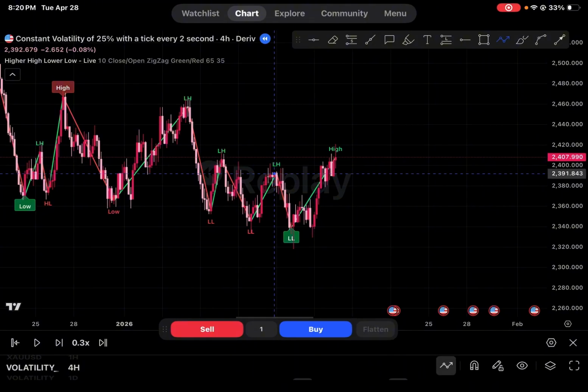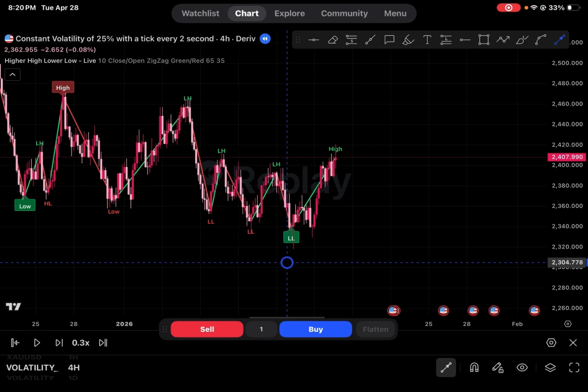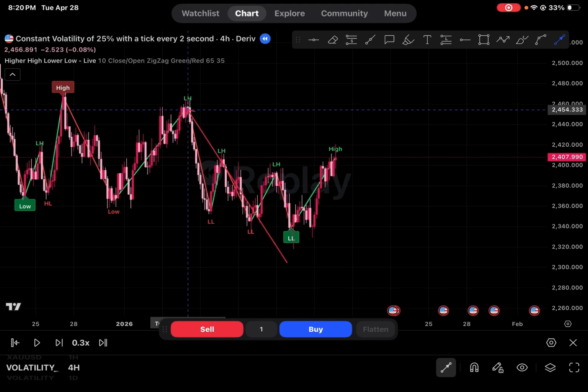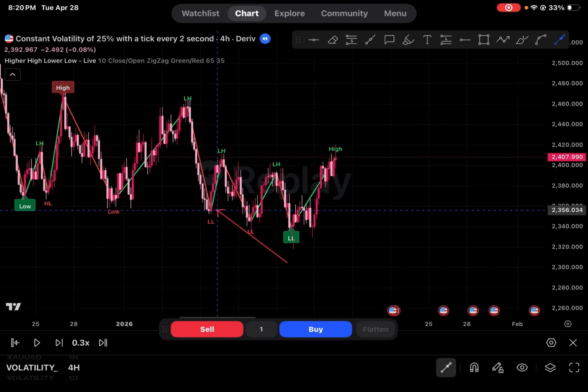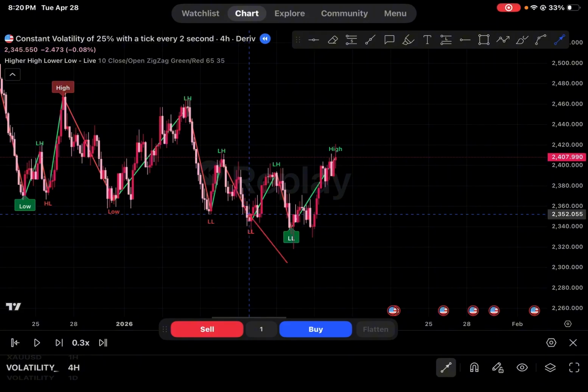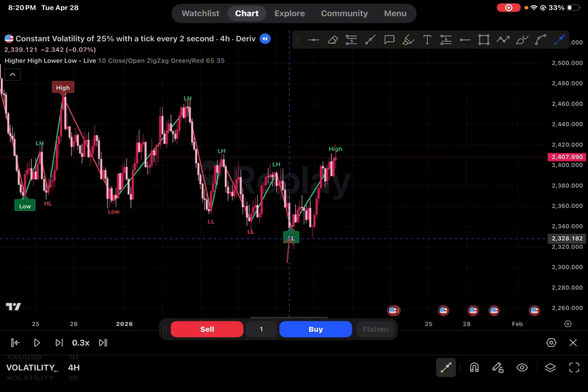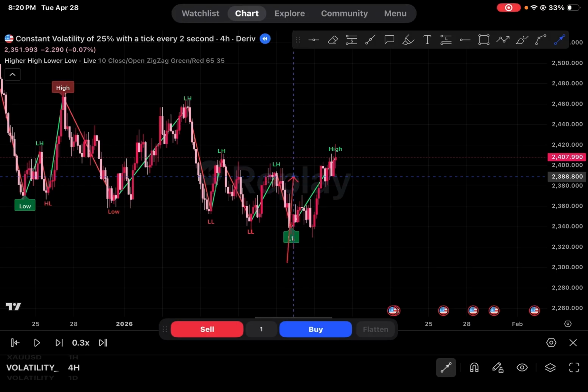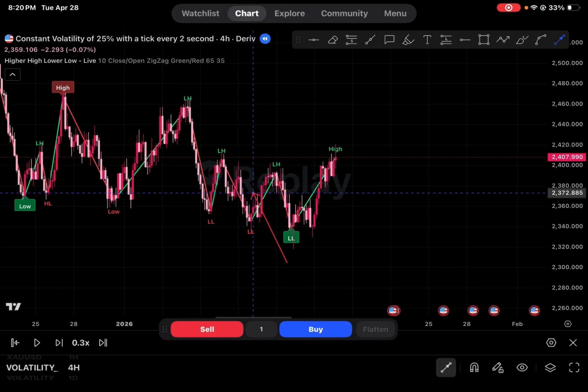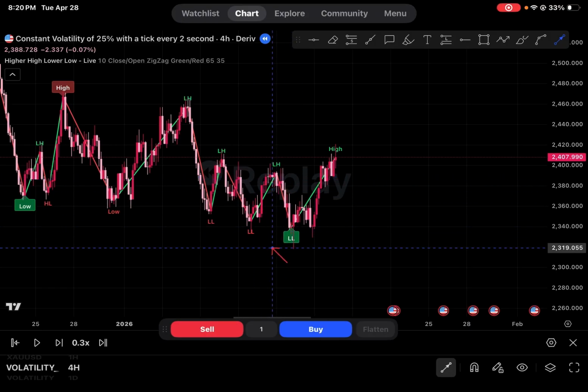Excuse me guys, I'm sick. So as you can see, price makes a lower high, a lower low, a lower high, a lower low, a lower high, a lower low. So our swing high would be the most previous lower high and lower low, which was this and this. So we're going to mark that up.